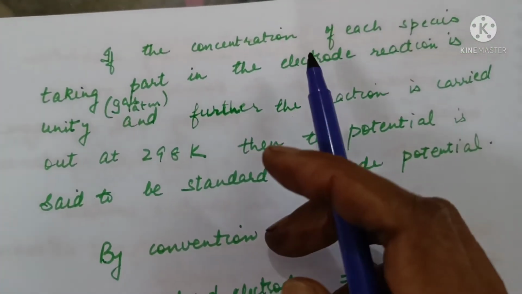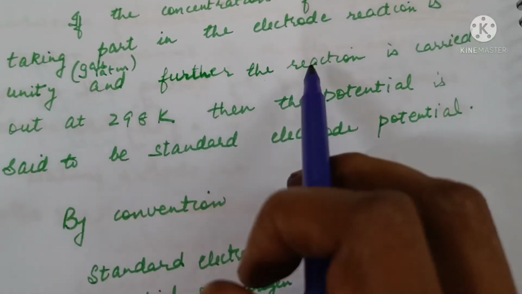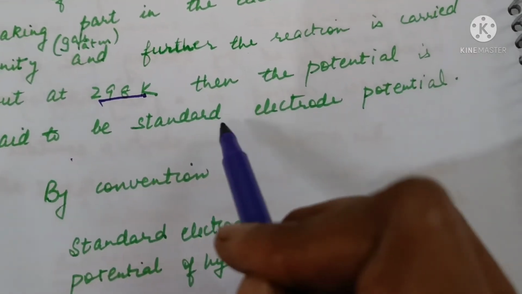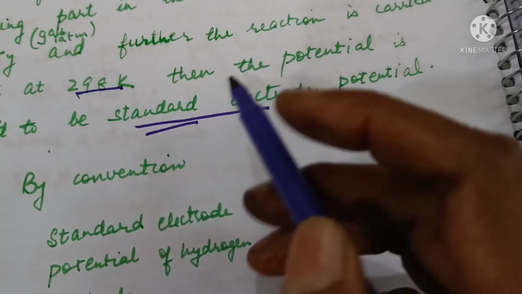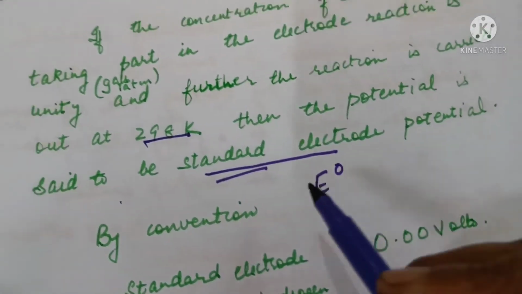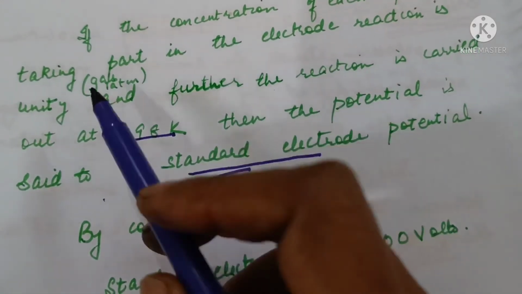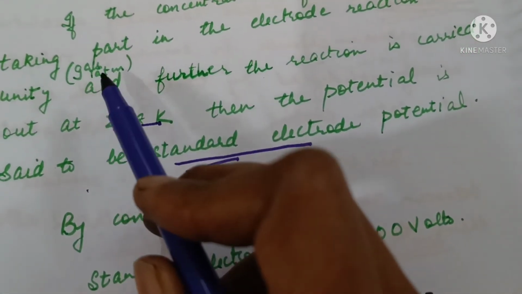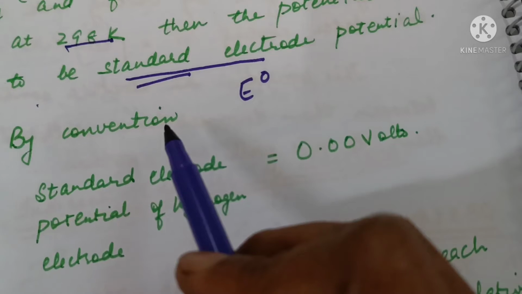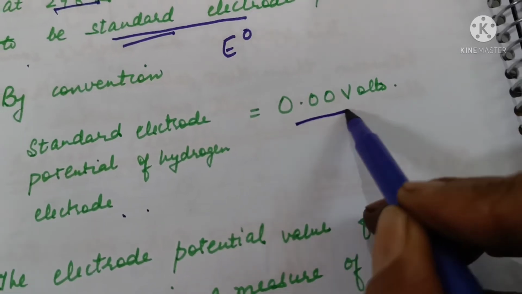If the concentration of each species taking part in the electrode reaction is unity and the reaction is carried out at 298 Kelvin temperature, the potential will then be called standard electrode potential. It will be represented by E naught. If in case in the electrode reaction, a gas is participating, then the pressure should be 1 atmosphere to make it standard electrode potential. By convention, we take the standard electrode potential of hydrogen electrode as 0.